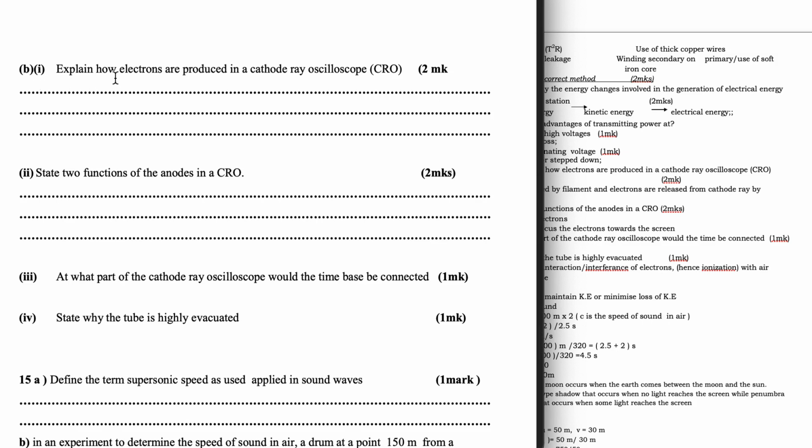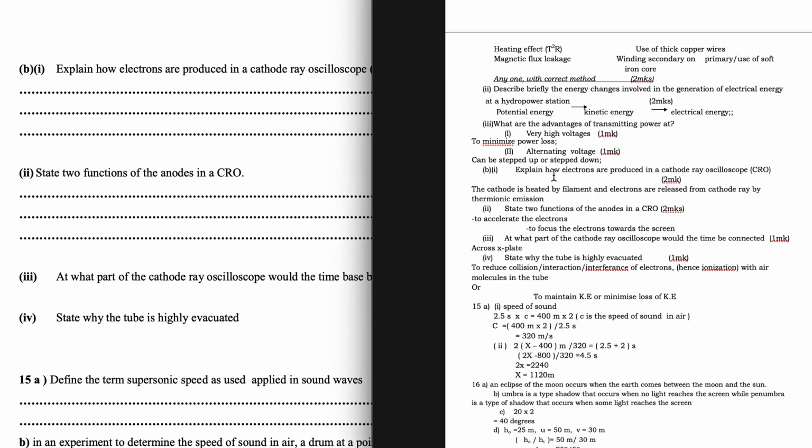14b, Roman 1. Explain how electrons are produced in a cathode ray oscilloscope. The cathode is heated by a filament and electrons are released from the cathode by thermionic emission. State two functions of anodes: to accelerate the electrons, to focus the electrons towards the screen.